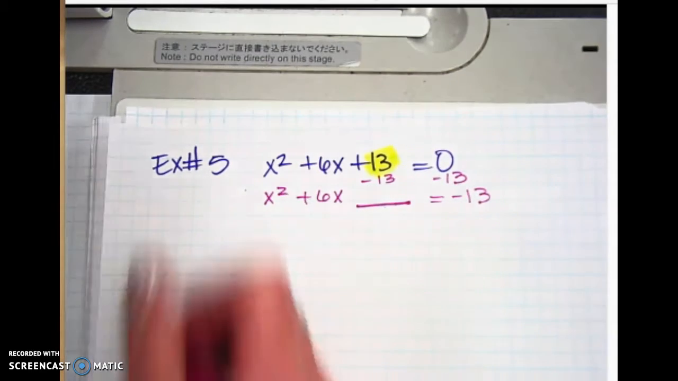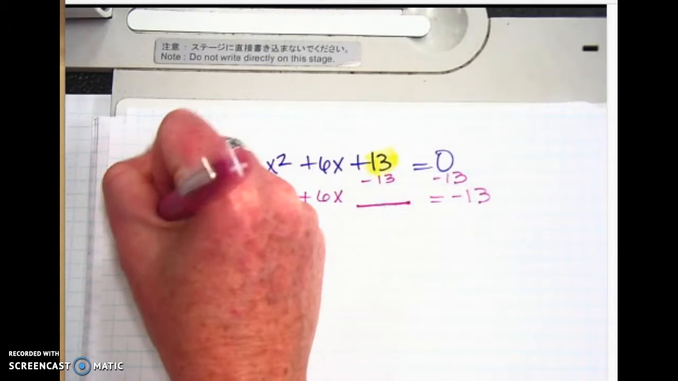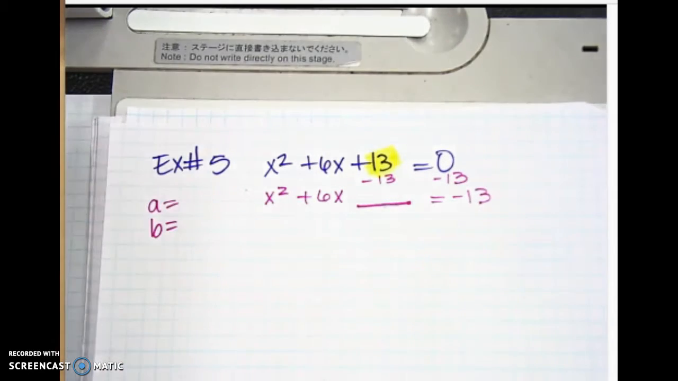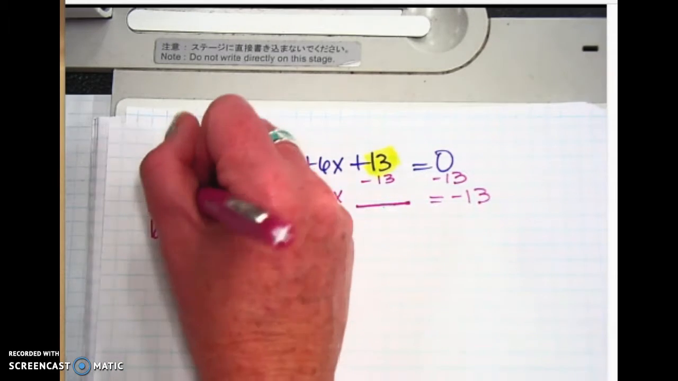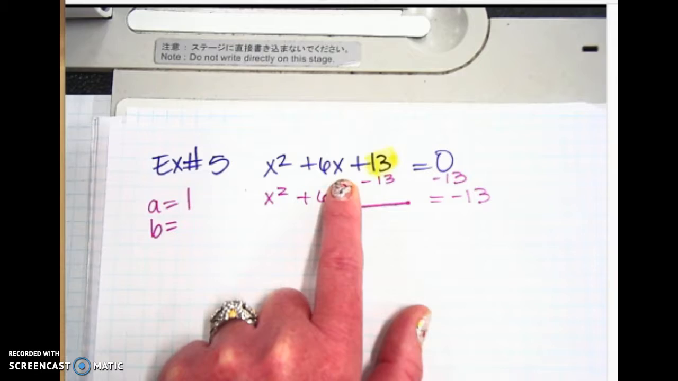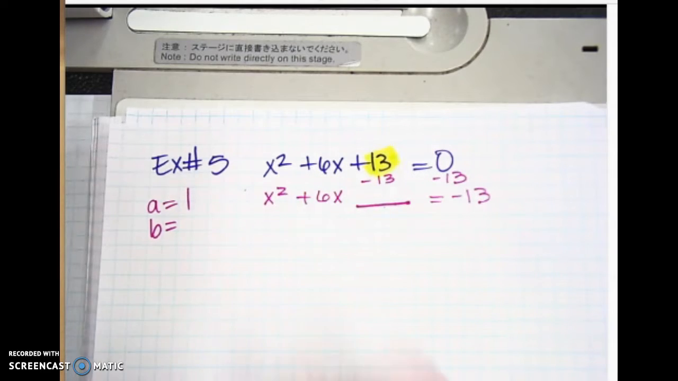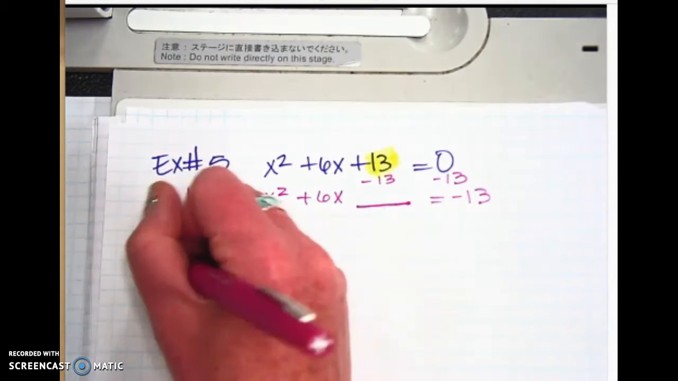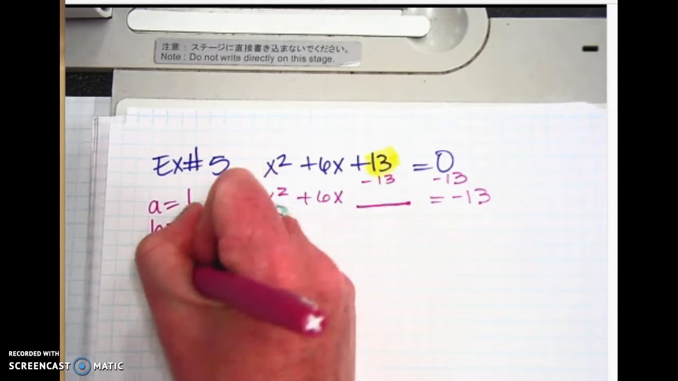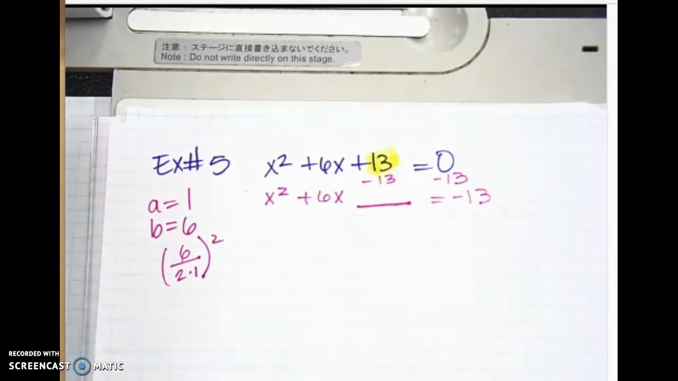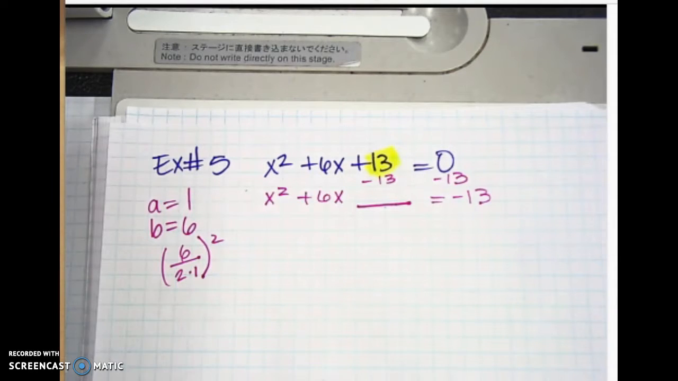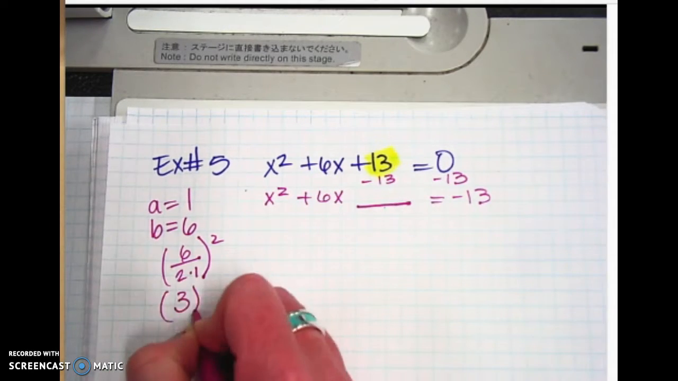Okay? So we need to find our coefficients for a and b to get our perfect number. So in front of that x squared is a coefficient of 1. In front of the x is a coefficient of 6. Okay, so we want to take 6 divided by 2 times 1 and then square it. 2 times 1 is 2, 6 divided by 2 is positive 3, so 3 squared is 9.